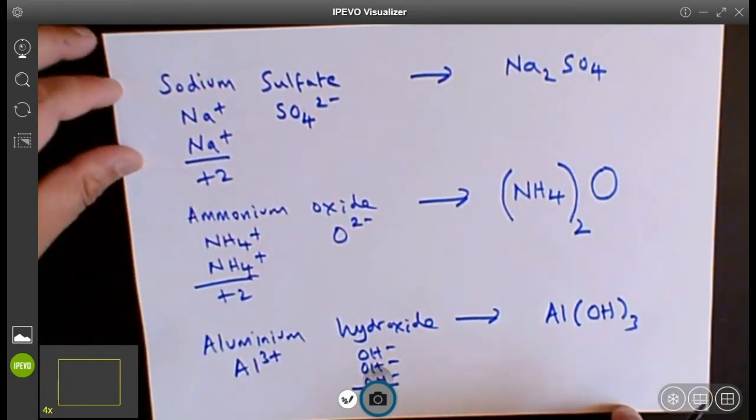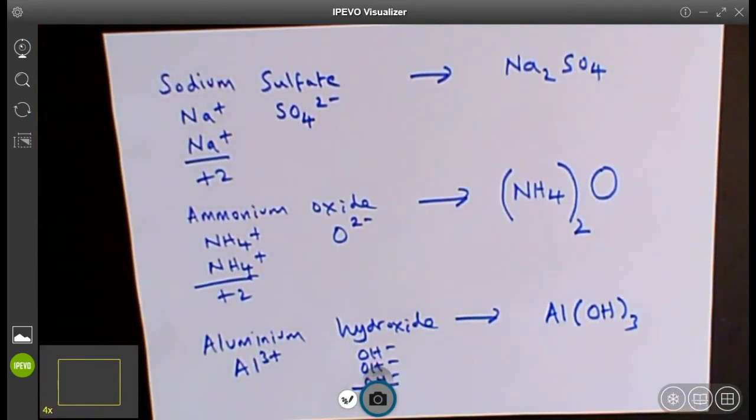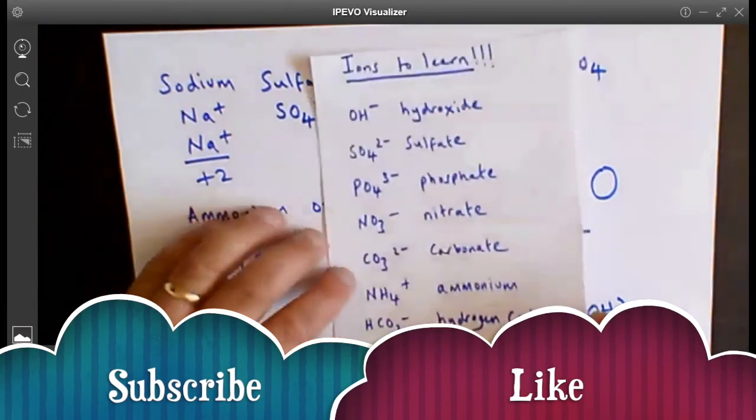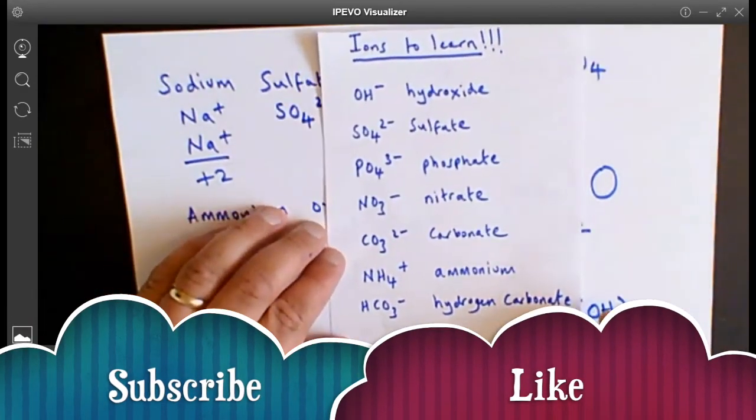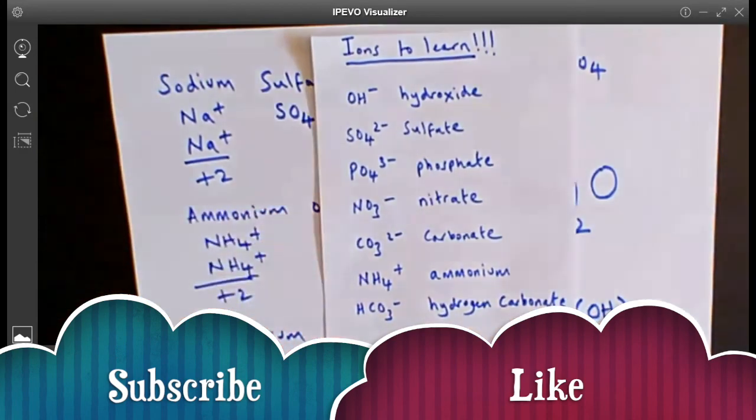Okay, so these were simple ways of doing your ions and working out ionic formula. Very important that you do learn these key ions here. You must learn those key ions there, because that will help you go forward.